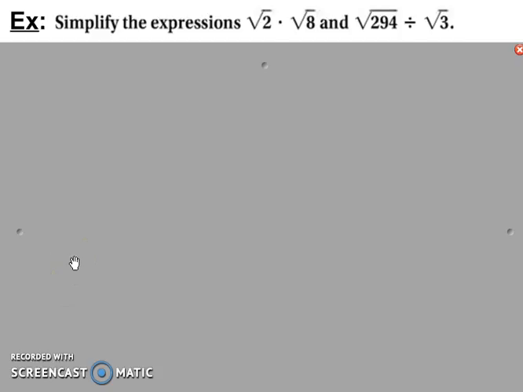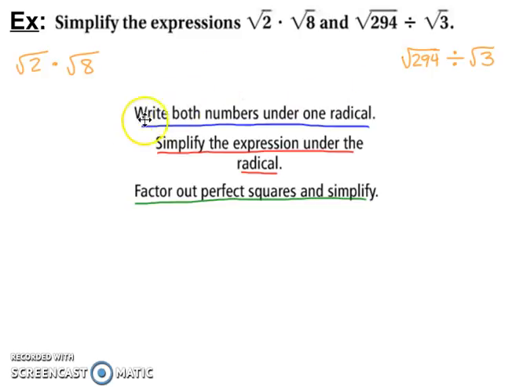This is the last slide of this video. I'll give you a moment to copy these examples. We're going to start by simplifying root 2 times root 8, and then we're going to simplify the square root of 294 divided by root 3. We're going to follow these steps here for each of these 2 examples. You don't necessarily need to write them. You certainly can if you want to, but I sort of color-coded everything so you can see what step I'm at each point.